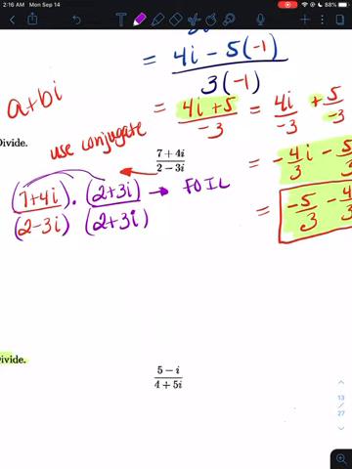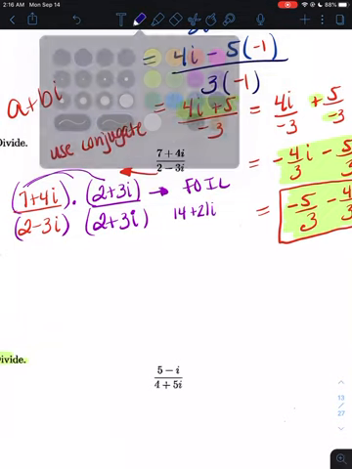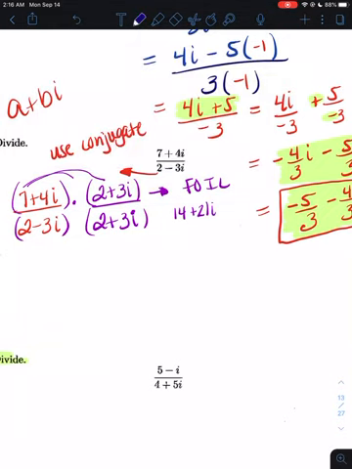I need to multiply everything over here by 7 the first time. So 7 times 2 is 14, plus 7 times 3i is 21i. Then I'm going to come back and multiply everything over here by 4i. So 4 times 2i is positive 8i, and 4i times 3i is positive 12i squared.